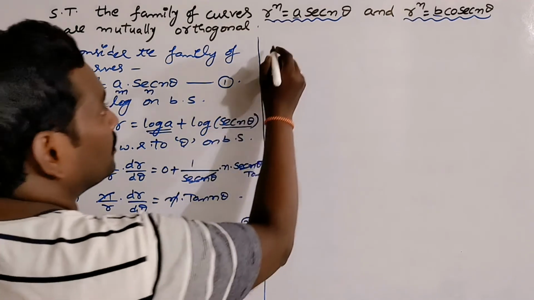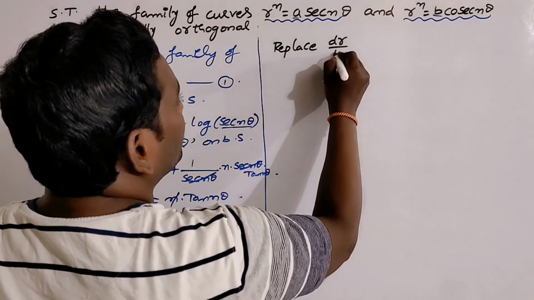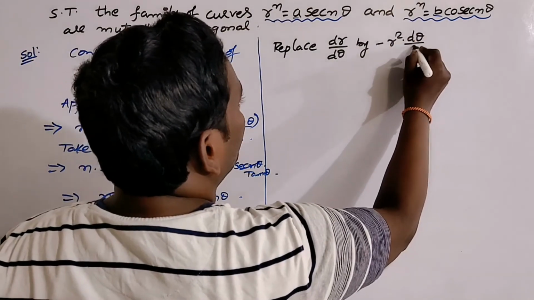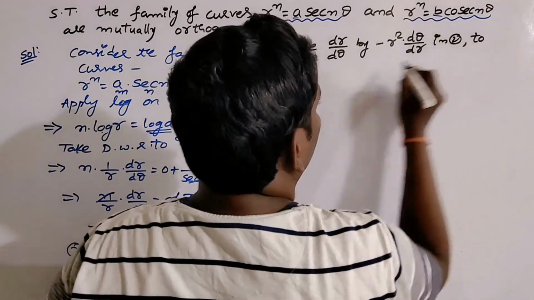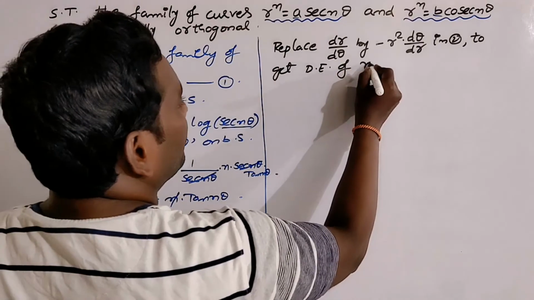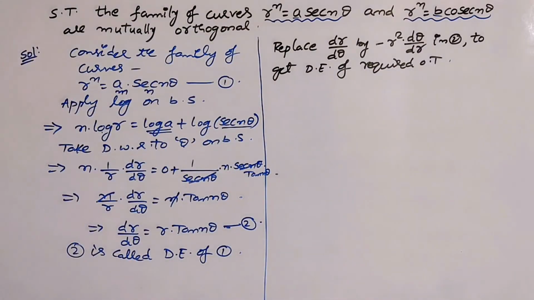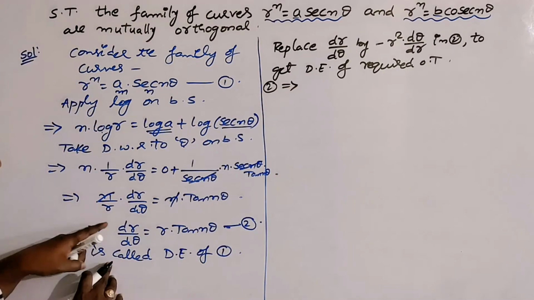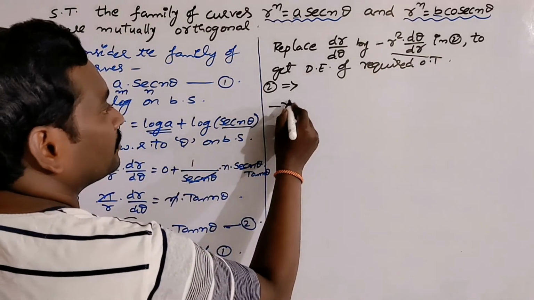Now we should get the differential equation of the required orthogonal trajectories. So replace dr/dθ by -r² dθ/dr to get the differential equation of the required orthogonal trajectories. So equation number 2 becomes: dr/dθ is replaced by -r² dθ/dr.